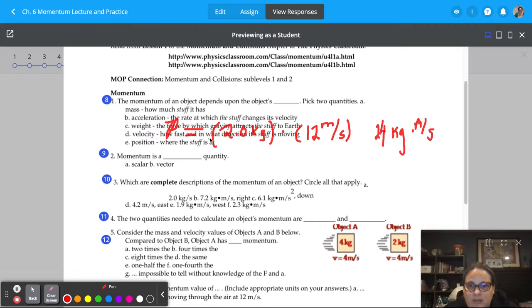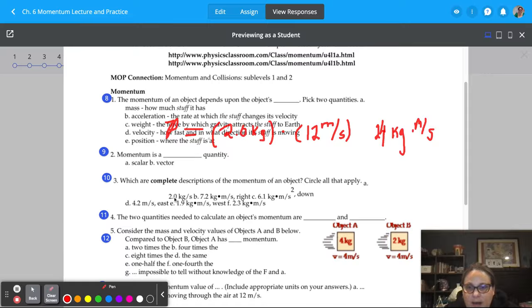Looking back up here to question number 10, the very first one is kilograms per second. So we know that's incorrect because the units for momentum should be kilogram meters per second. You can immediately eliminate any of them that don't have those units, kilogram meters per second.